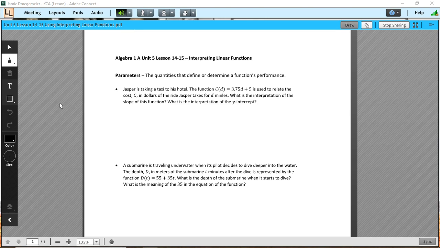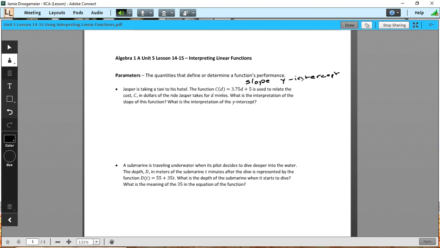one key term that we want to mention is parameters. And parameters, as the definition shows here, are the quantities that define or determine a function's performance. So when we're talking about a linear function, the parameters of that linear function are going to be the slope and the y-intercept. Those are the quantities that are going to define what's happening in that particular function.